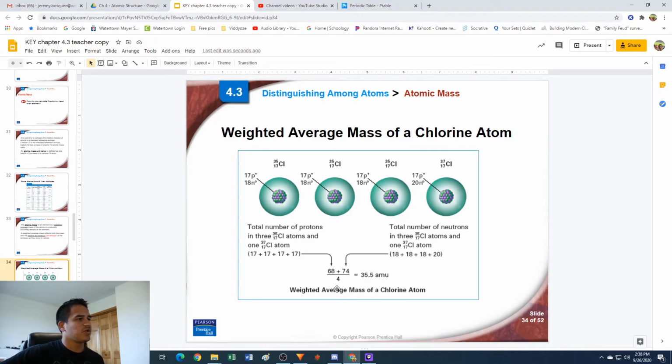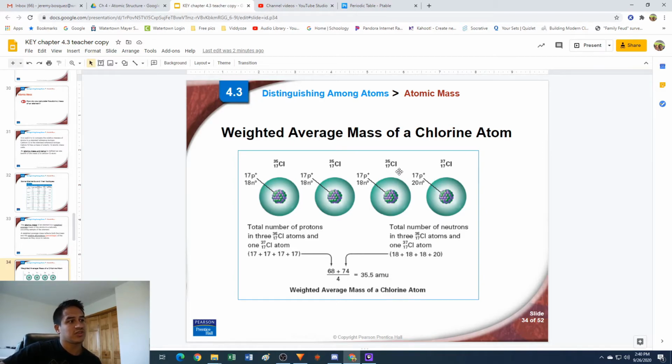So this is one example here where let's say we have 4 atoms of chlorine. In this sample, there are 3 isotopes that are chlorine-35, and there's 1 isotope of chlorine that's chlorine-37. So we could add the masses of these chlorine isotopes together. So we have 35 plus 35 plus 35 plus 37, and then divide this by 4, which is the total number that we have in the whole sample. And they show the math down here, and we would get 35.5 as an average mass.